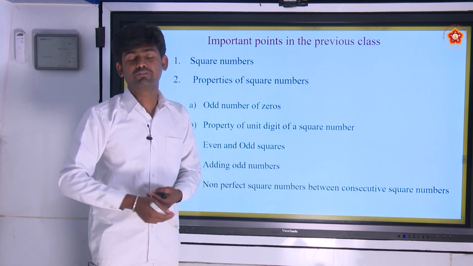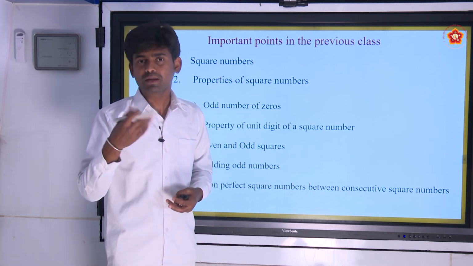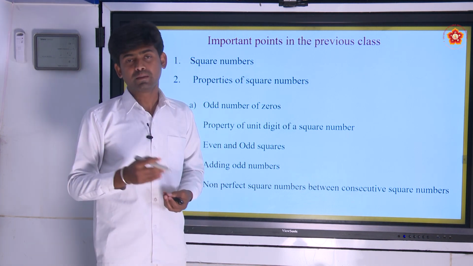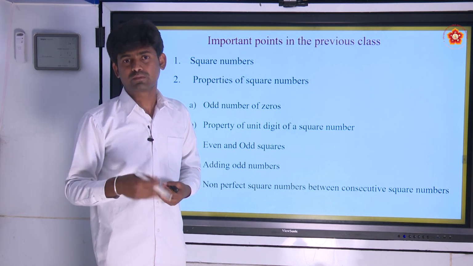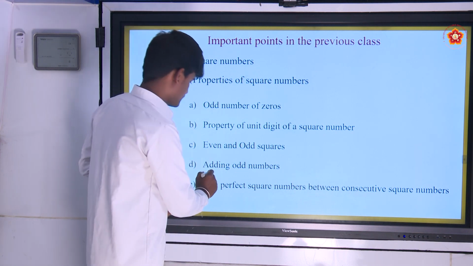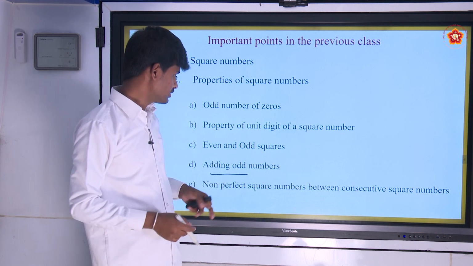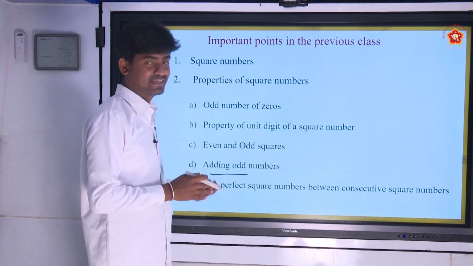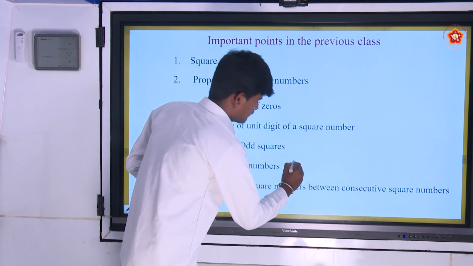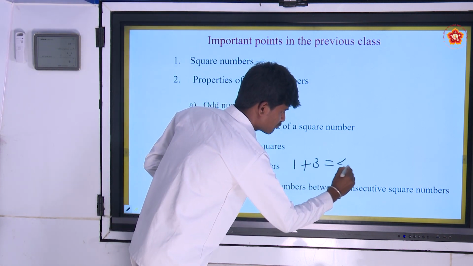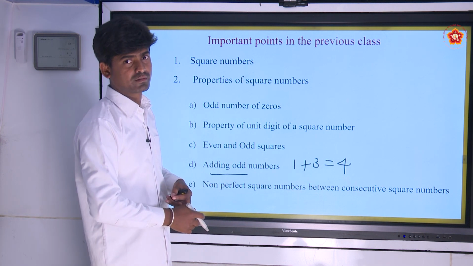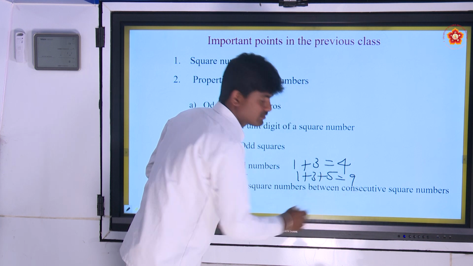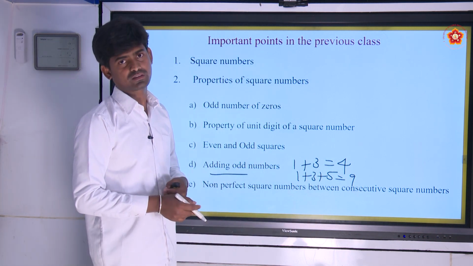Next is even and odd squares. If the number is odd, the square number is also odd. If the number is even, the square number is also even. And adding of odd numbers: if you add consecutive odd numbers, we get a square number. For example, 1 plus 3 gives 4, which is a square number. Next, 1 plus 3 plus 5 is 9. This 9 is also a square number.